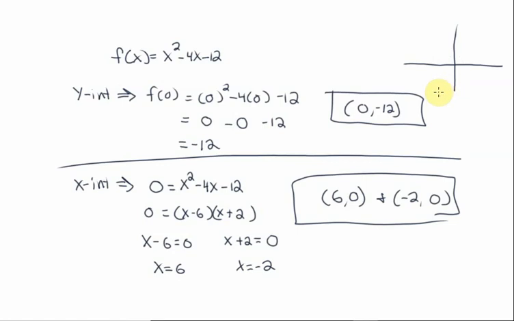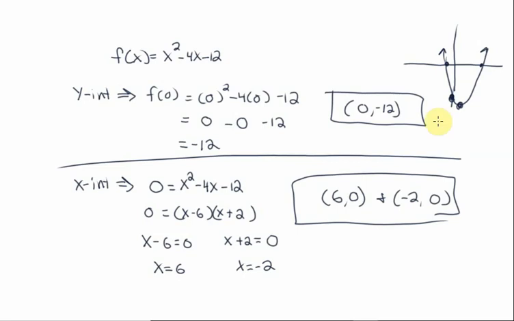So we could find the vertex, and we could find that it crosses at the point (0, -12), and it crosses at (-2, 0) and (6, 0). You start to see what the graph will look like from knowing these points: the vertex, the y-intercept, and the x-intercepts. These are also very important points to know when you're asked concept questions.